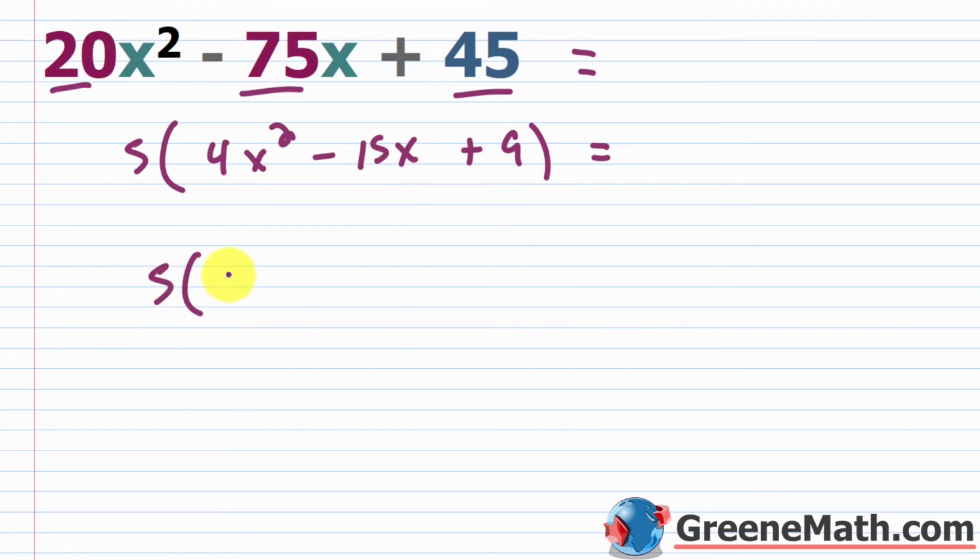So let's write 5 times the quantity 4x squared and then minus 3x. You could also put minus 12x there if you want. It's really up to you. And then minus, I'm going to put 12x and then plus 9.